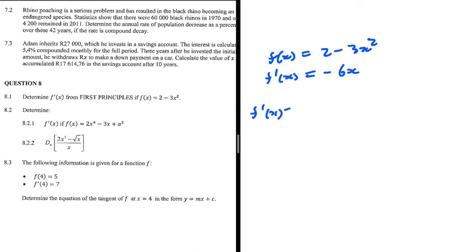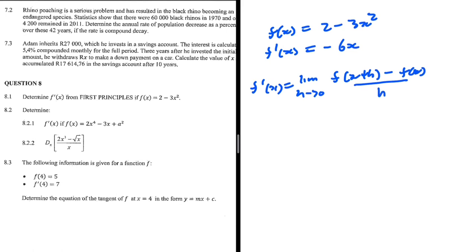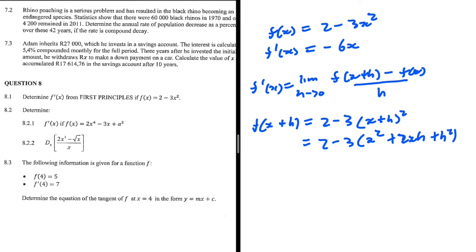f prime of x should be equal to, using first principles, the limit as h tends to 0 of f of x plus h minus f of x, everything divided by h. So let's just calculate f of x plus h separately. We're going to have 2 minus 3, and then in place of x we have (x plus h) squared. So this is going to be equal to 2 minus 3, and then x squared plus 2xh plus h squared. So this is 2 minus 3x squared minus 6xh minus 3h squared. Okay, so we have f of x plus h.